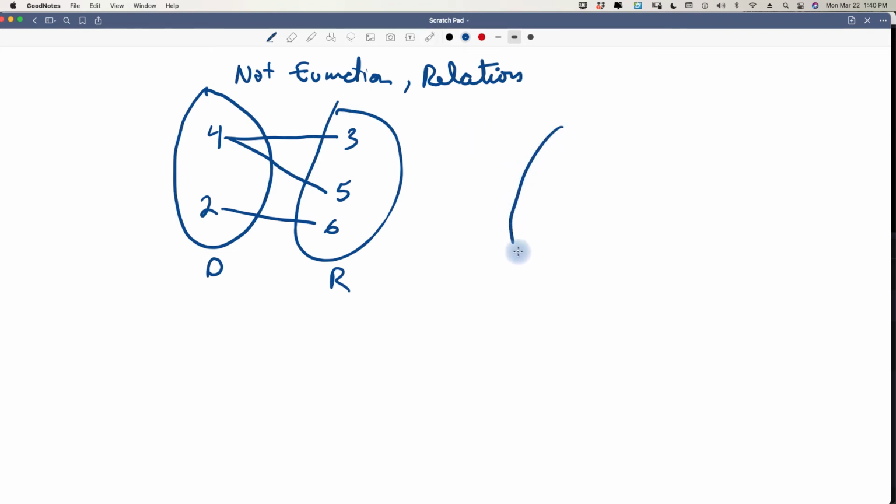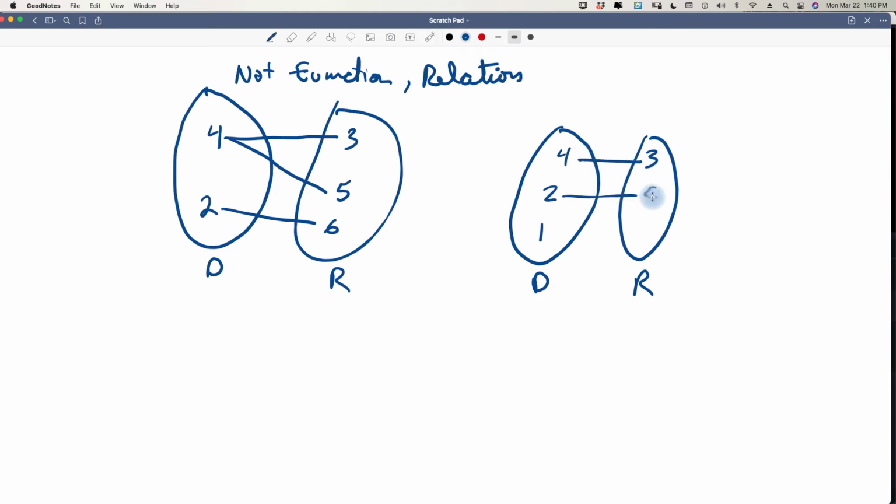Now here is a picture of a set of ordered pairs. Here's the domain, here's the range. And we have a 4, we have a 2, and we have a 1. Well, 4 maps to 3, 2 maps to 5, 1 doesn't have a y value. So if this one doesn't have a y value, this is not a relation either. It's not a function or a relation, because this last little fella down here doesn't have anybody. He's all alone. So if you have an x value that's all alone, then it's not a function and it's not a relation.